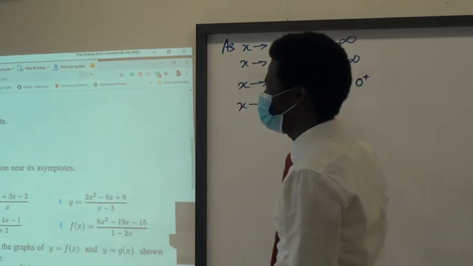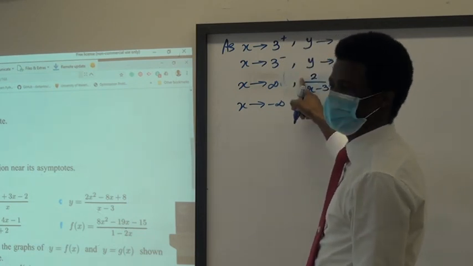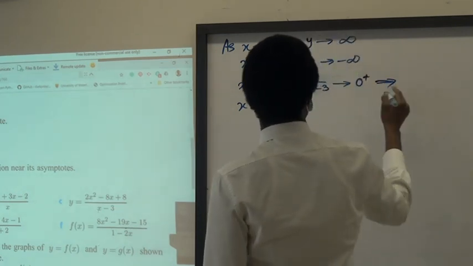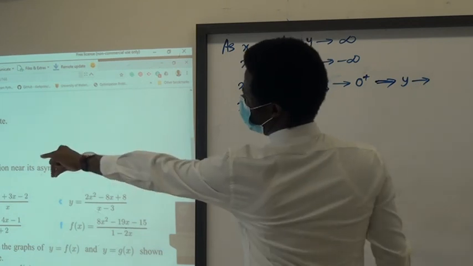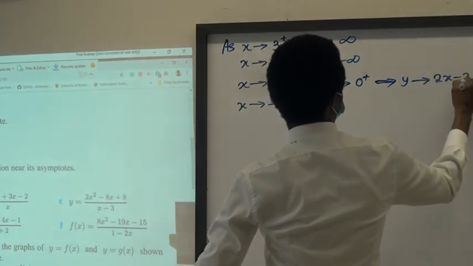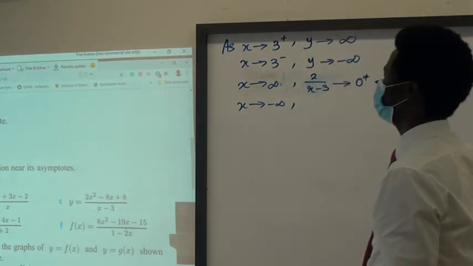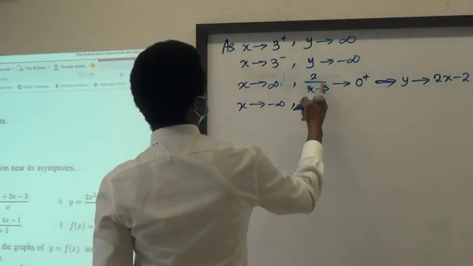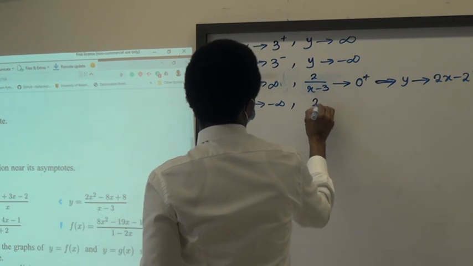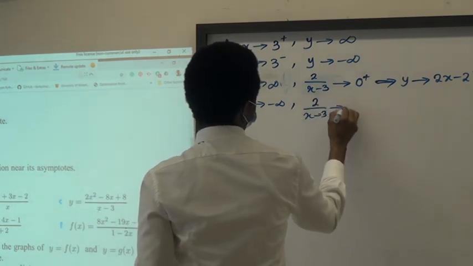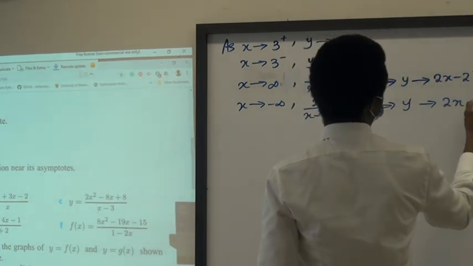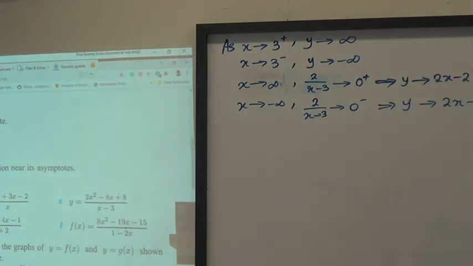Positive from above. So this is positive infinity, right? And there's no negative here. So that's 0 from above. Consequently, y now tends to 2x minus 2 from above. Of course, the sign here and the sign here must be consistent. For negative infinity, when x becomes so large on the negative side, this fraction tends to 0 from below. Do you agree? Which means y tends to 2x minus 2 also from below. So with this, we can try our best to have a sketch.